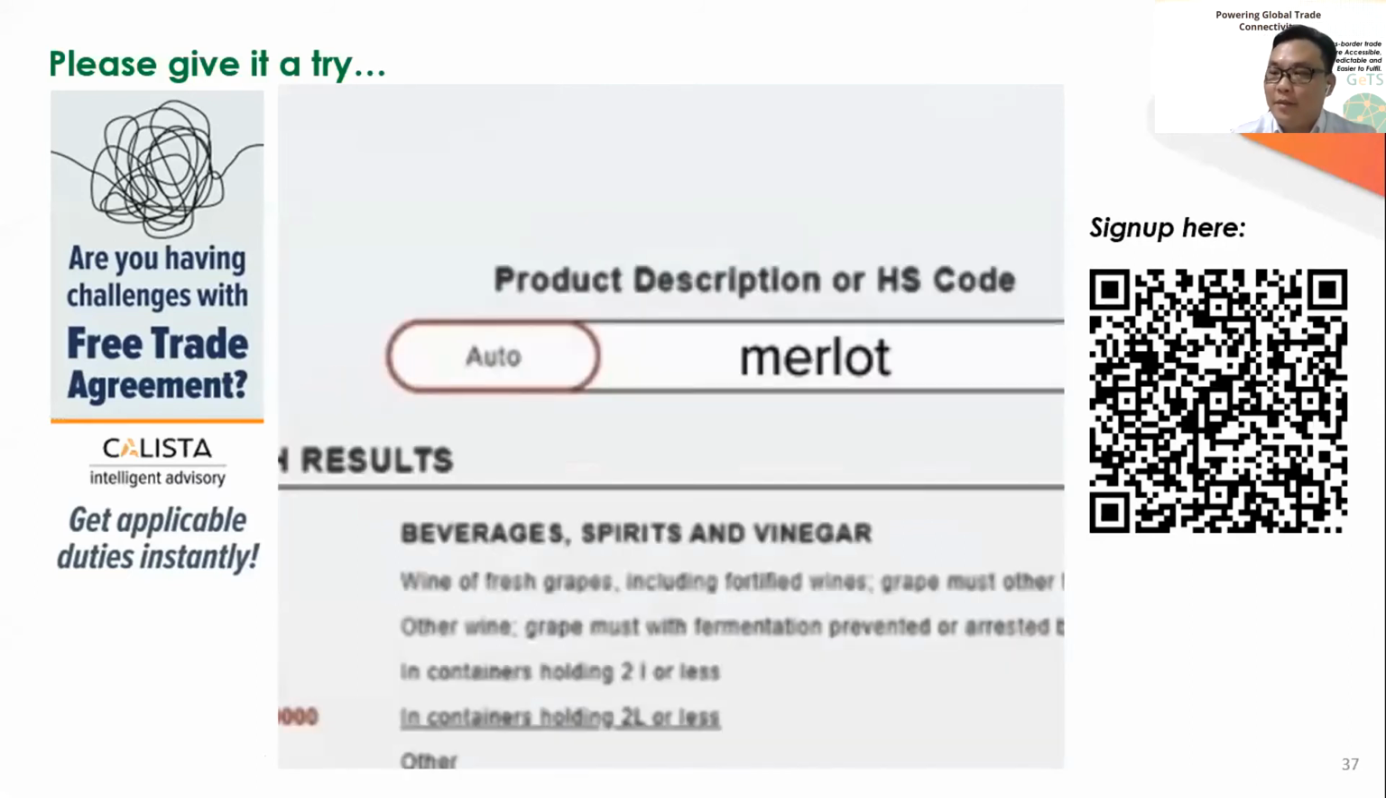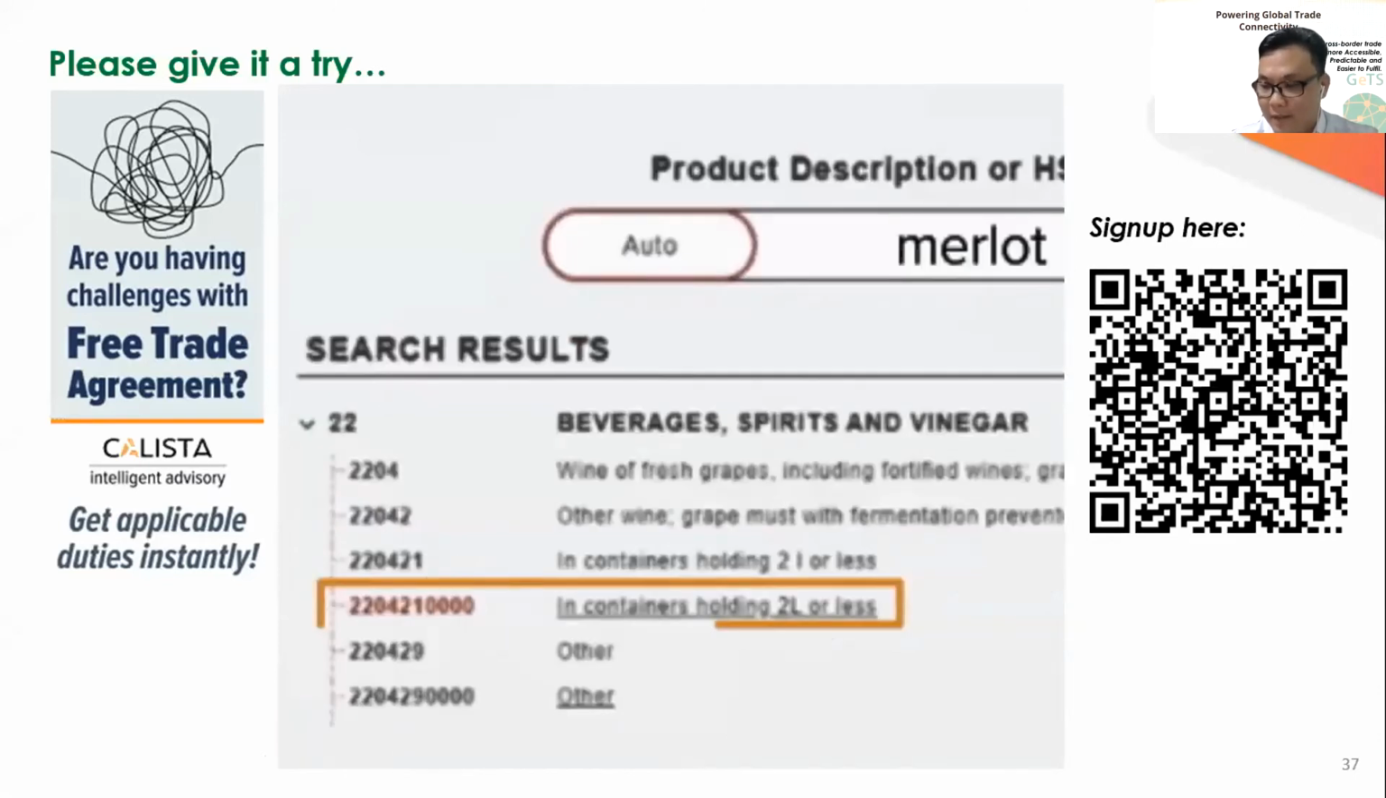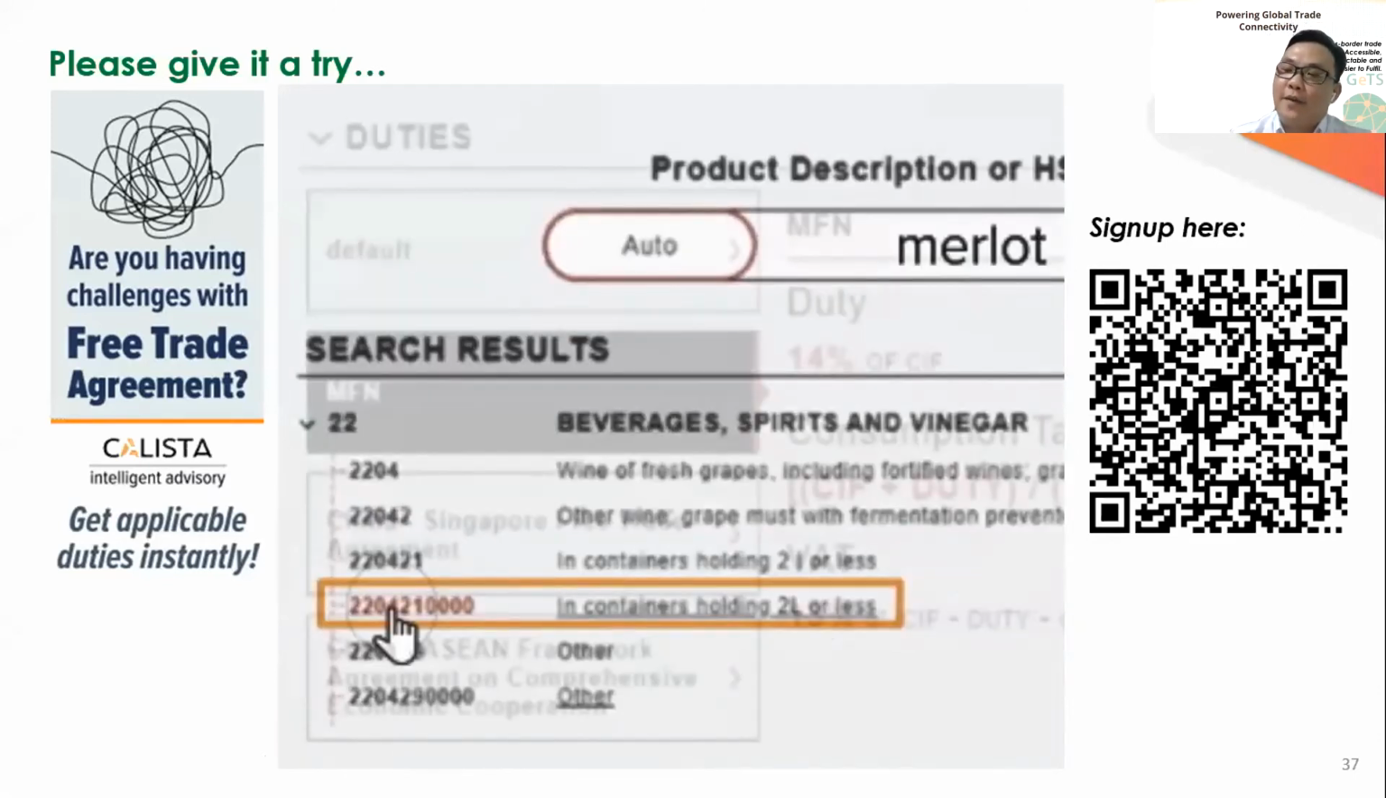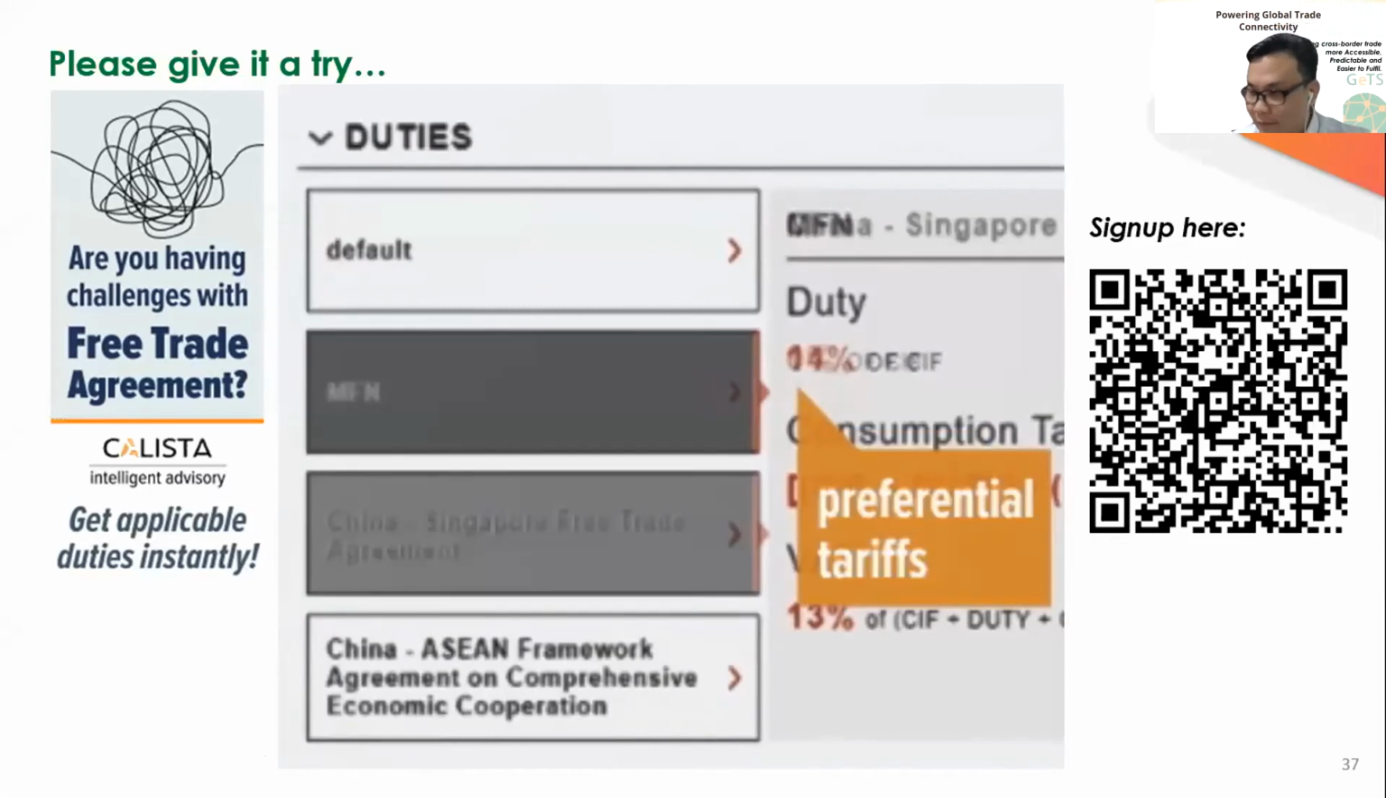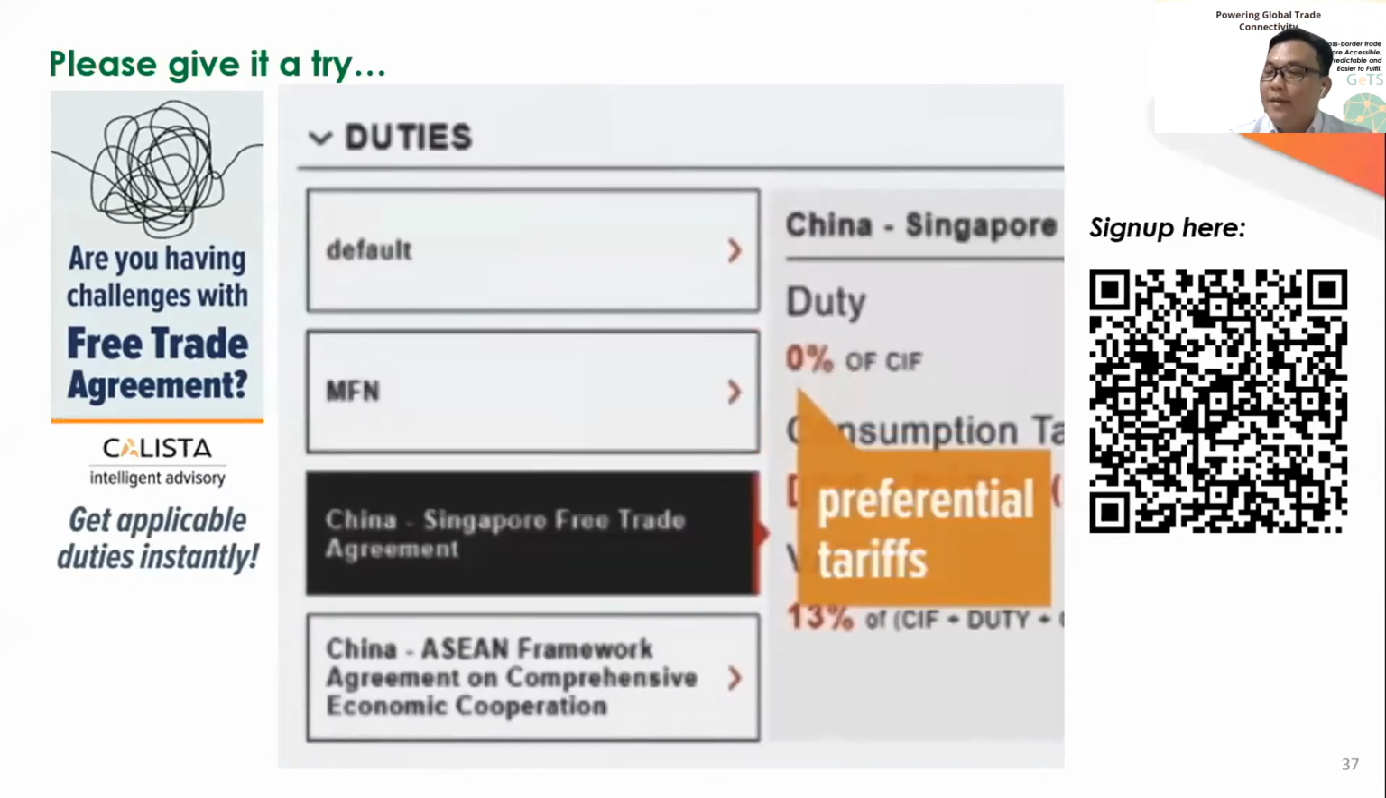This is a quick search that can lead you to getting the HS code, finding out the better preferential tariffs that you can utilize.